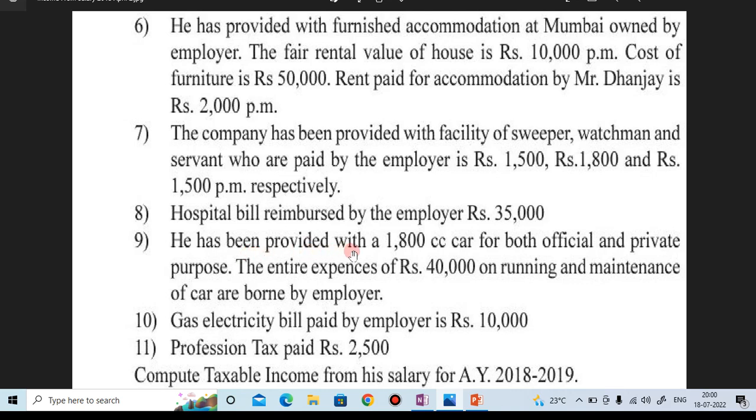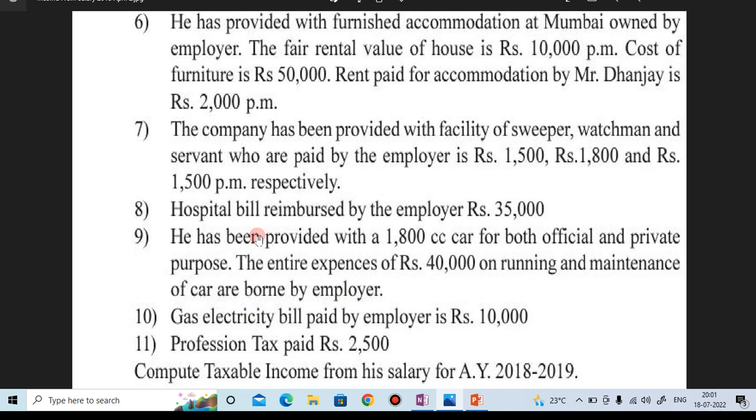Next, he has been provided with an 1800 cc car for both official and private purpose. The entire expenses of rupees 40,000 on running and maintenance of the car are borne by the employer. Next, the gas and electricity bill paid by the employer is rupees 10,000. Last, the professional tax paid is rupees 2,500.